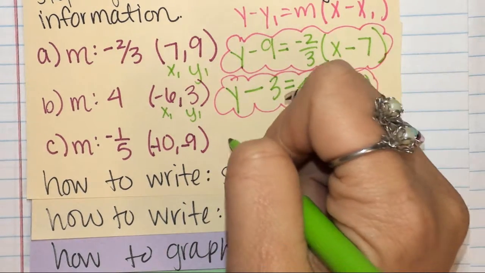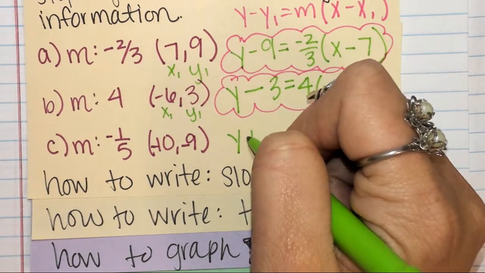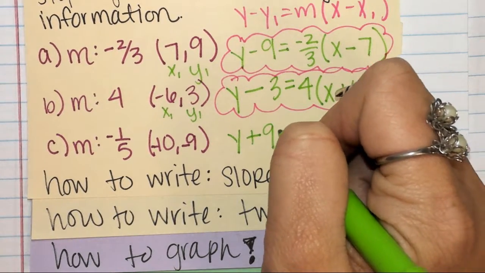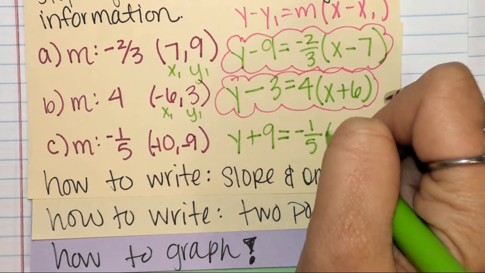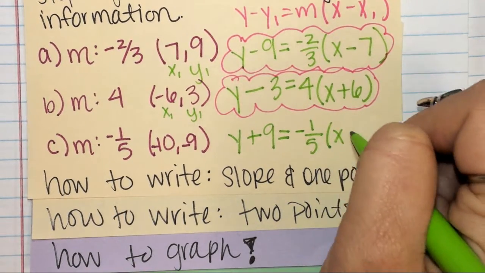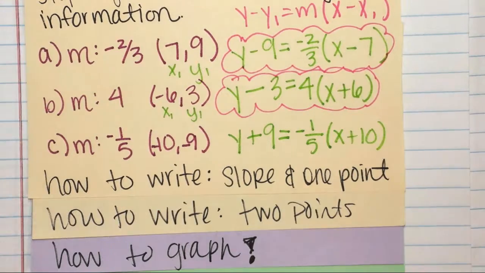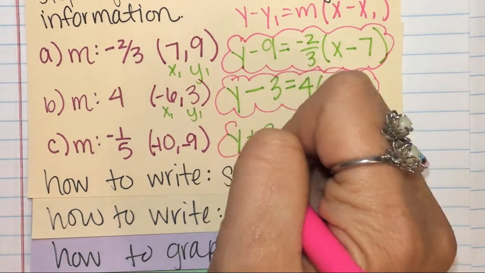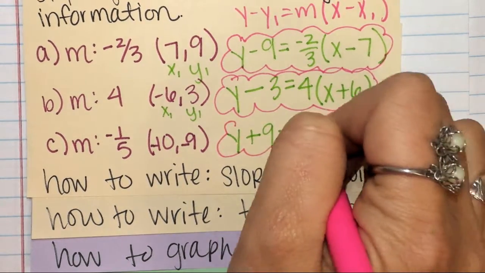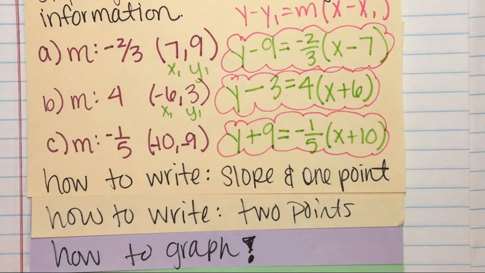Okay, I did y plus 9 equals negative 1/5 x plus 10. Oh, I'm so proud of you. Take a point. Do we agree or disagree? How many of us got that right? Take a point. Okay, take 5. 1 point. Plus 9 equals negative 5. Negative 1/5, baby.